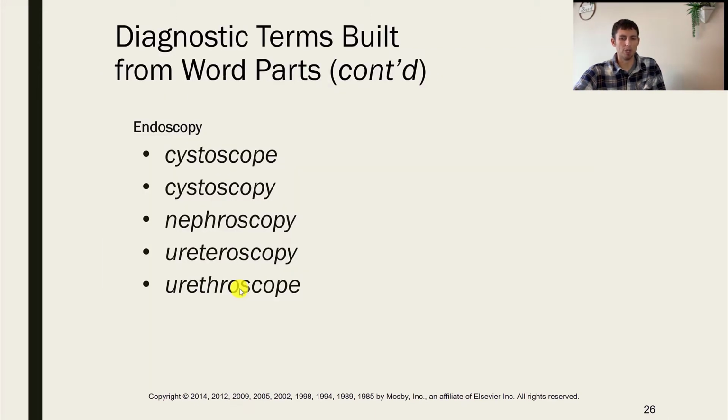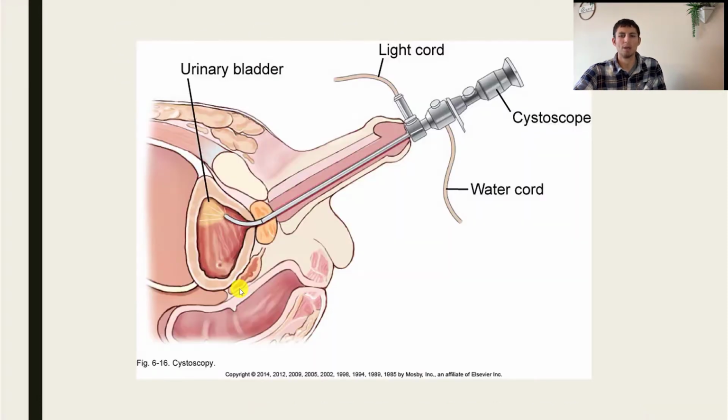Here we see some of those other scopic terms that we discussed. Here is a picture of the cystoscope going into the bladder. So cyst, again, bladder, and scope. This is on a male, as you can see here. Going in to inspect the bladder.